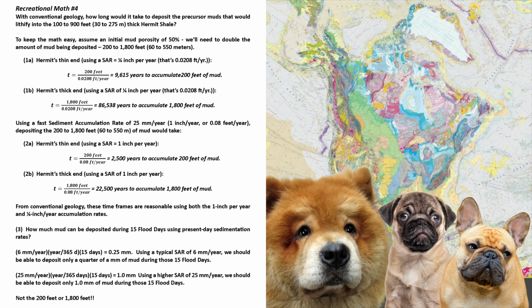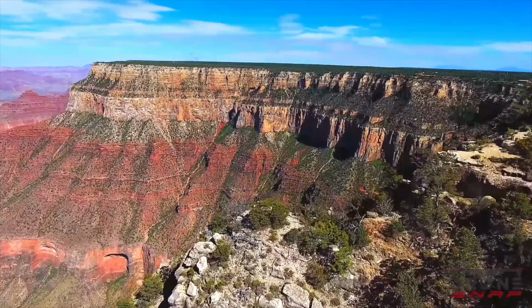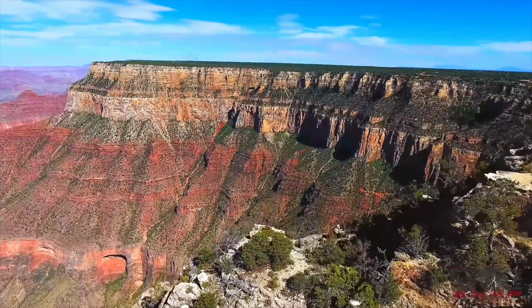From a young Earth viewpoint, a sediment accumulation rate of 200 to 1,800 feet, 60 to 550 meters, of mud in 15 days or so is a miraculous, disastrous rate of sedimentation. That's over 13 feet to 120 feet of mud being deposited each day. Sediment accumulation rates gone wild. We don't have any examples of processes that deposit this much mud in such a short amount of time.